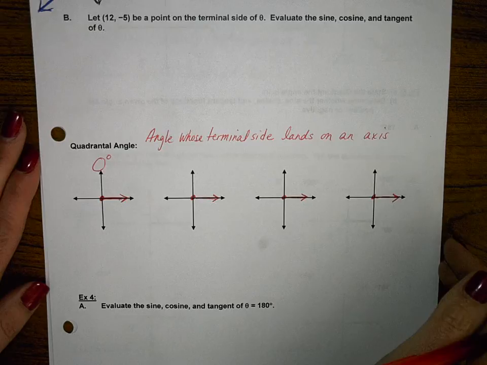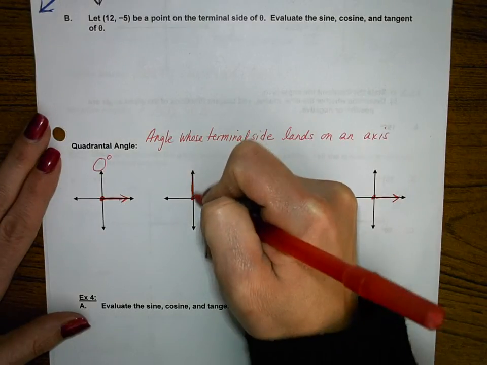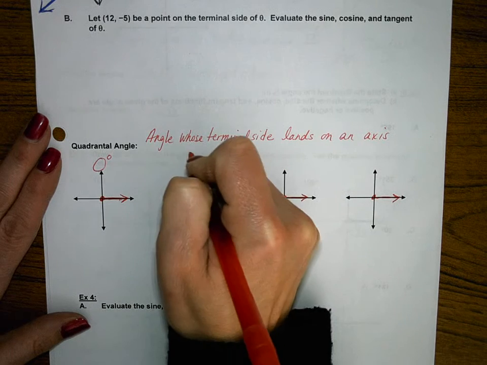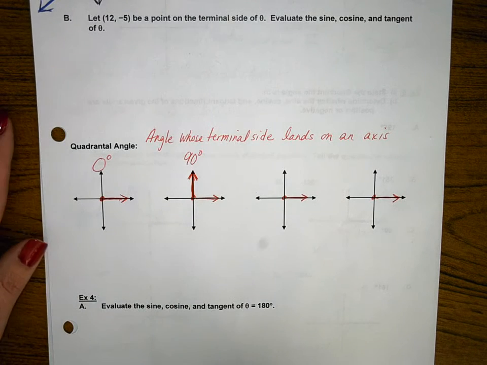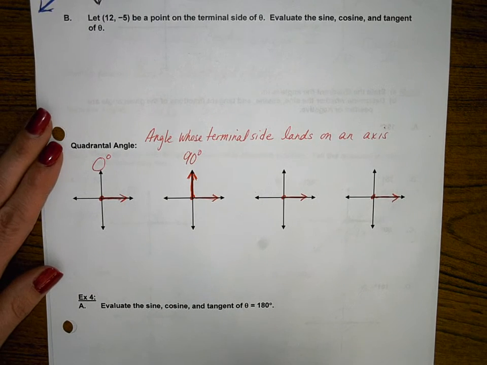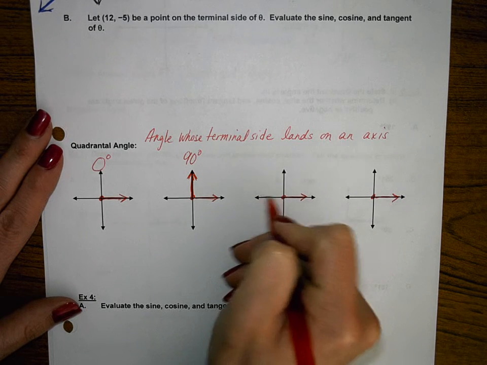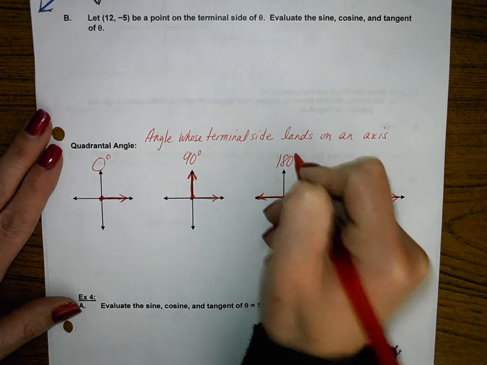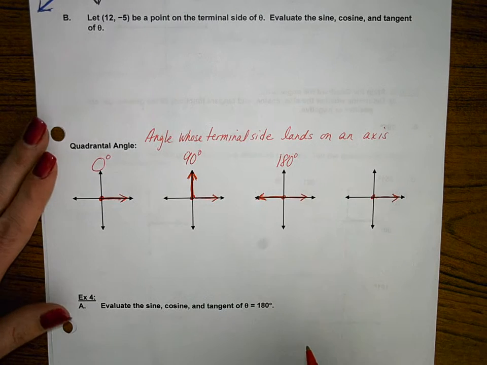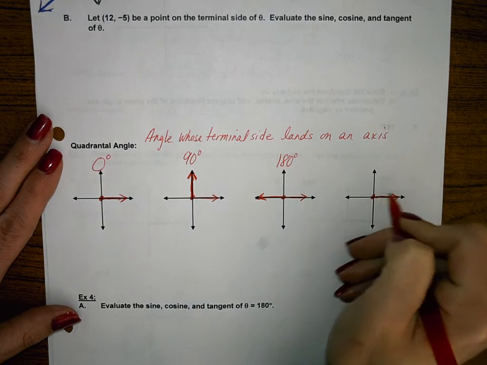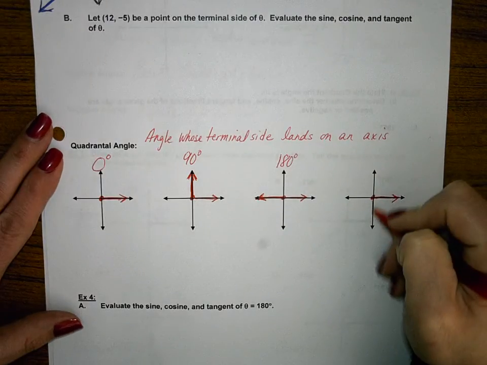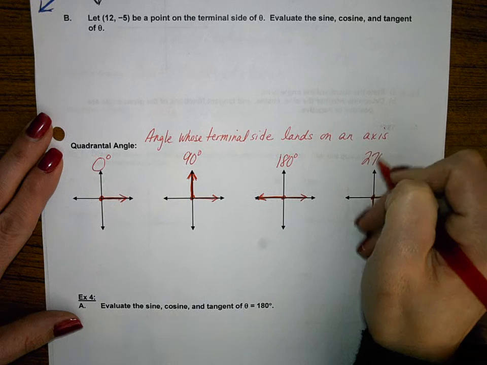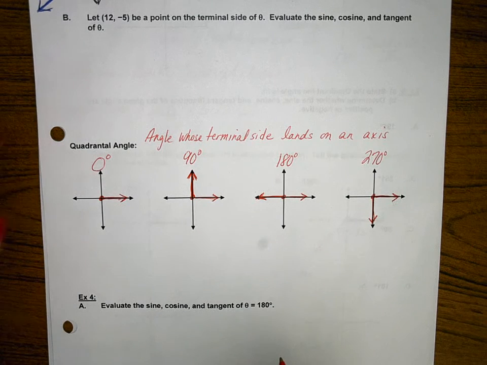Now, my next special angle is what happens if I'm on the positive y-axis here. So what happens if my angle is 90 degrees? Third scenario, I'm on the negative x-axis. What happens if that angle is 180 degrees? And last but not least, if I go from here all the way around to here, my angle would be 270 degrees.